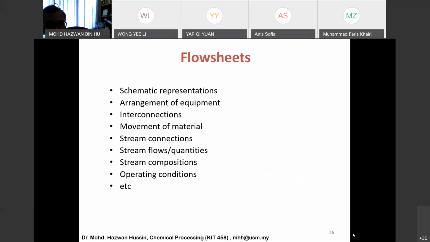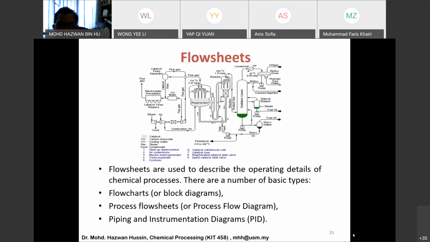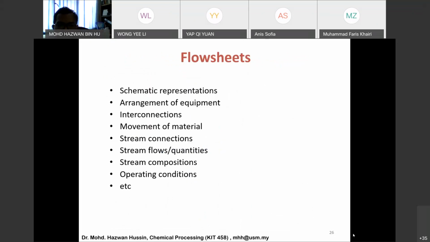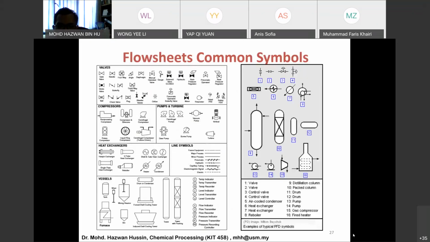For flow sheets, it is a schematic representation of the arrangement of equipment, interconnected with each other. It shows the movement of material from one step to another. It also shows the stream connections, stream flows and quantity, composition, operating conditions, and so on. So that is why sometimes flow sheets can be too detailed, showing the conditions and so on. For this one, I think you need to slightly memorize. To memorize everything is almost impossible, but just look at the common ones.